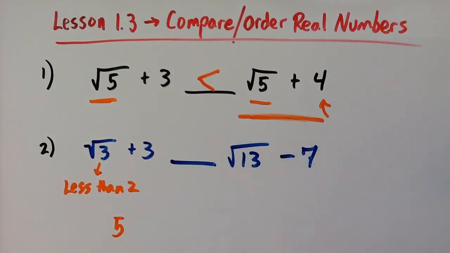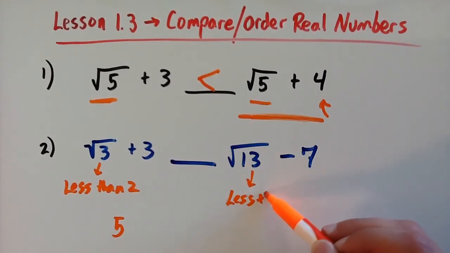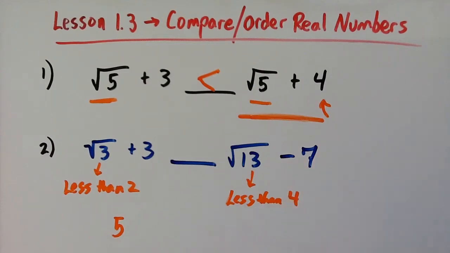The square root of 13. This is going to be less than 4, right? Because I know that the square root of 16 would be 4. And the square root of 13 is less than the square root of 16. And so this is going to be at most 4. It's actually going to be a little less than 4.